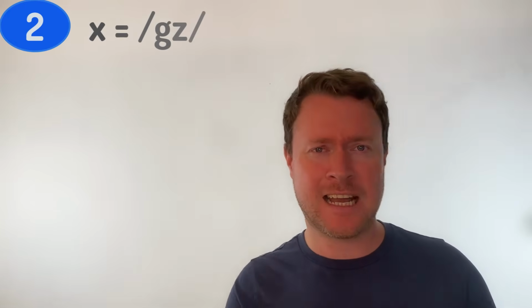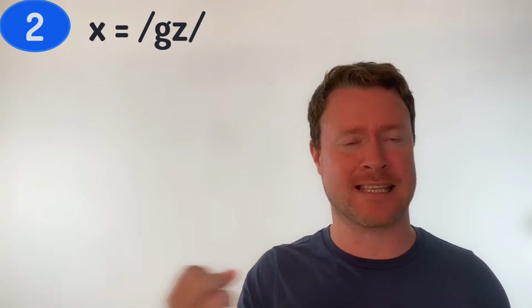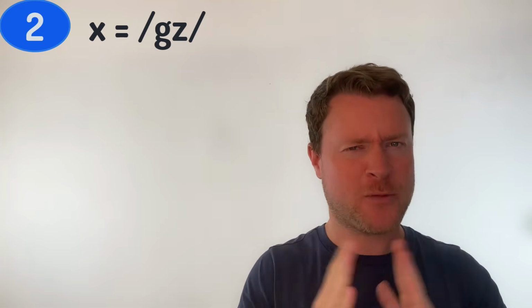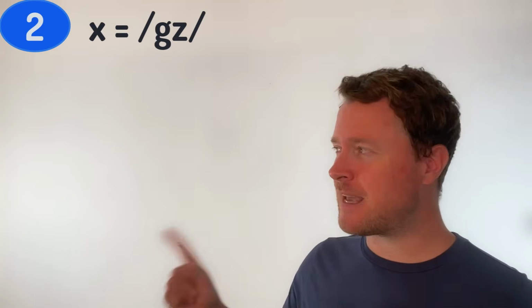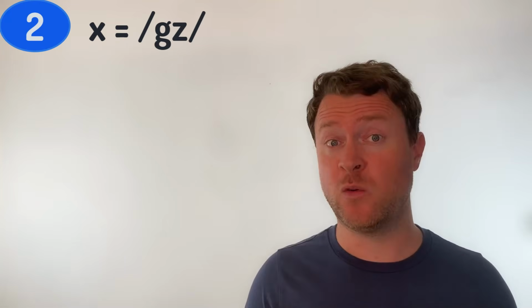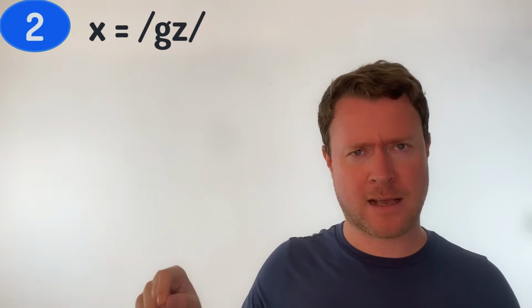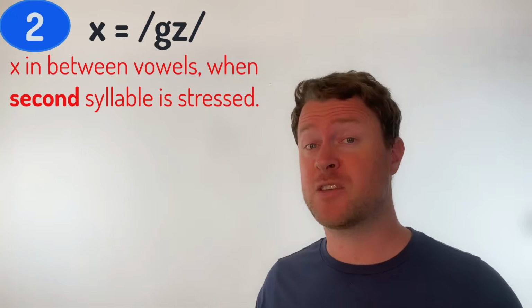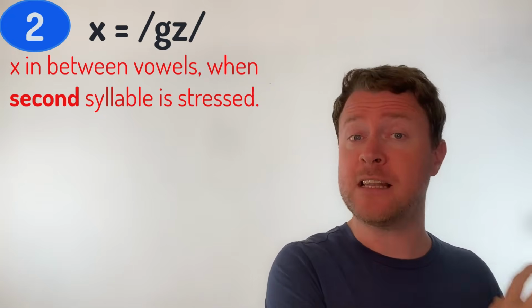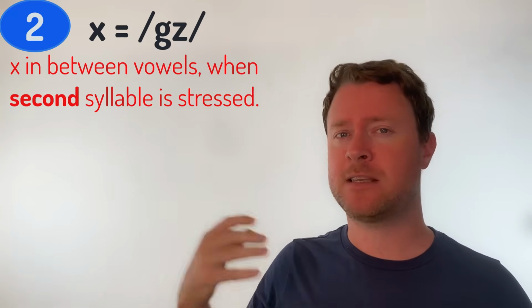Now, the second way that we can pronounce the letter X is quite a weird pronunciation. We pronounce it as a sort of g and z together. Gz, gz, gz. And it's very quick. This pronunciation of the letter X is also when you see the letter X in between two vowels, but usually only when the second vowel or the second syllable is stressed.